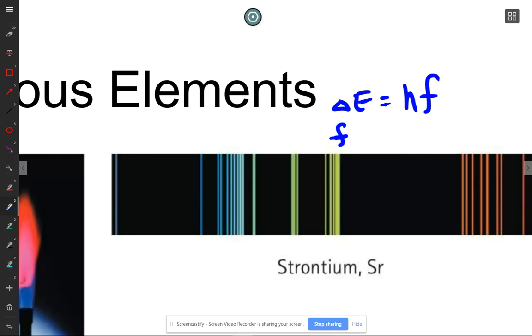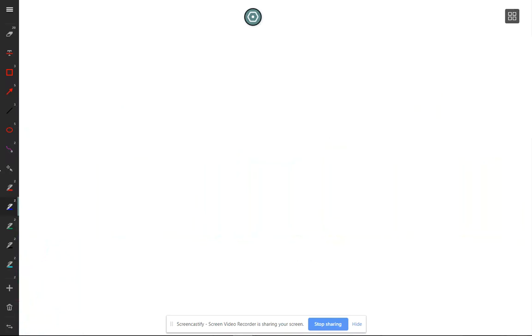So the energy difference between the electrons' energy levels is hf. So looking at these, we can start to decipher some information about the energy levels of electrons in atoms.